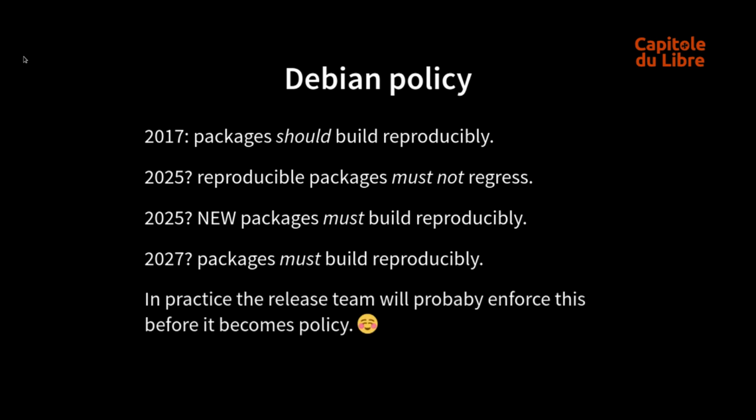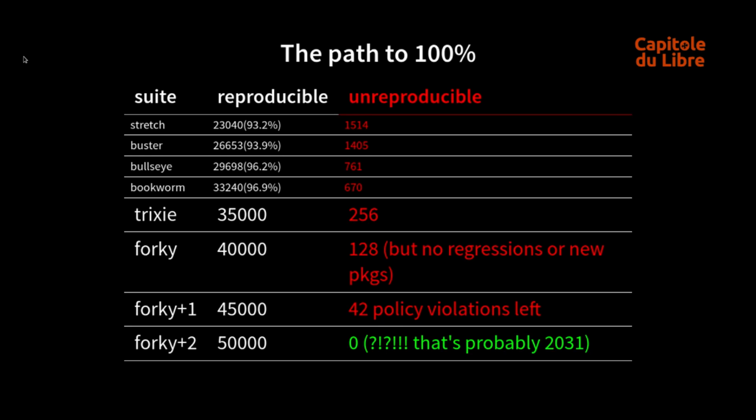And the way to change policy is to make it work first, and that is by the release team. When they enforce it with the testing migration, that becomes reality, and then we can change policy. And this is the path to 100%. I didn't change the numbers. These reproducible numbers are from the CI results, but in principle it's still the same.